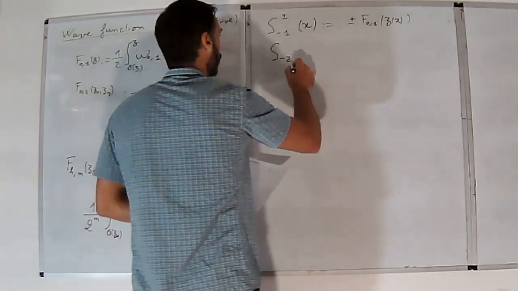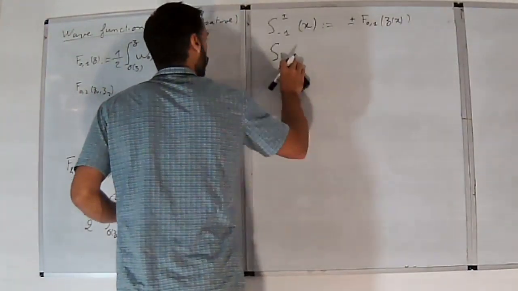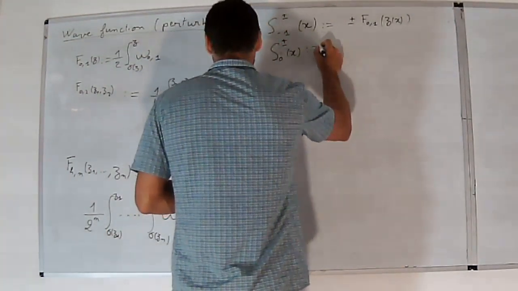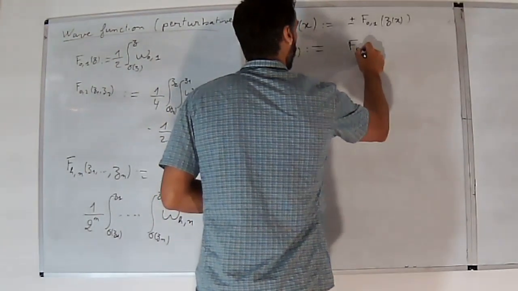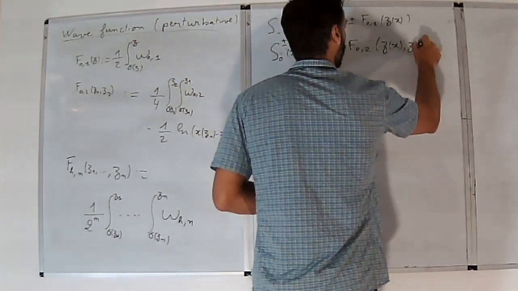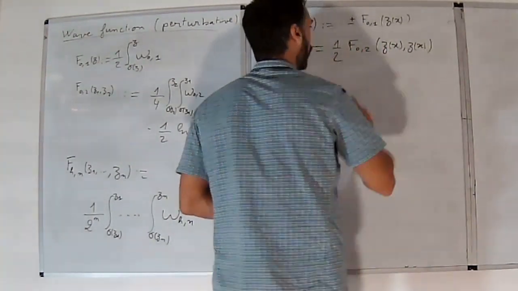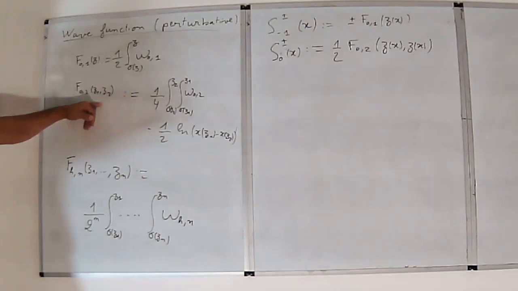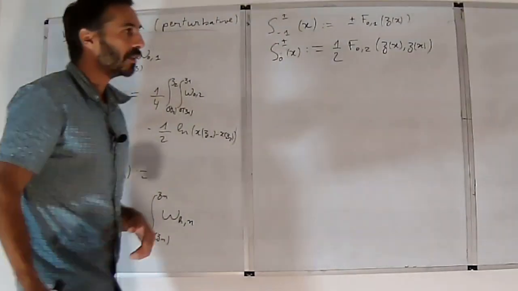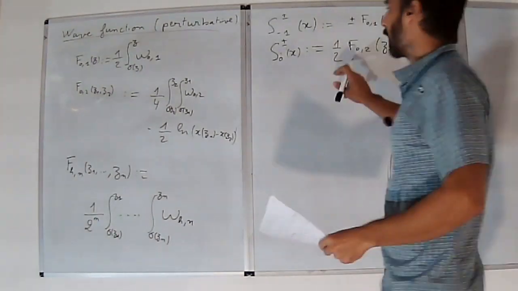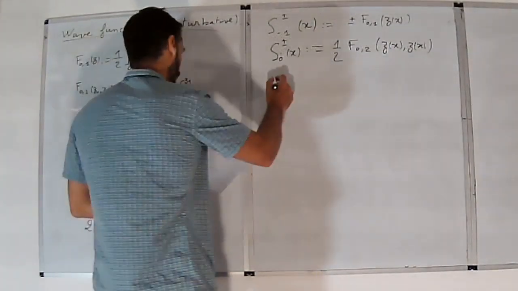I do the same thing for S0 of x, plus and minus. So I will take F02, and I take Z of x. So I take my F02, which is regular when Z1 goes to Z2. So I evaluate both of them to be at the point in the first sheet of the cover above x, okay? And I multiply by 1/2.